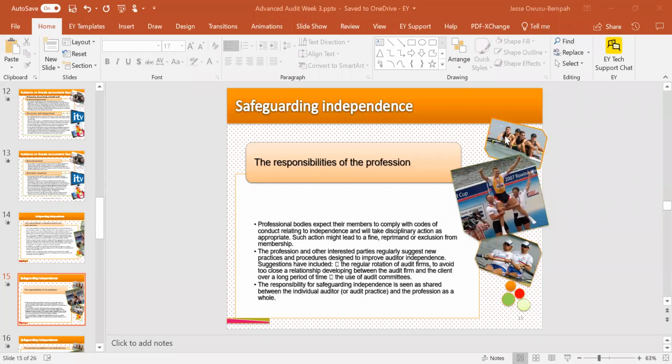Okay, so the profession should regularly update auditors on new practices and procedures that will improve their independence, right? That's one of the key things that professional bodies will do. That's one of the key things that ICA will do. They will continue to suggest new practices and procedures that would help auditors meet the independence standards.